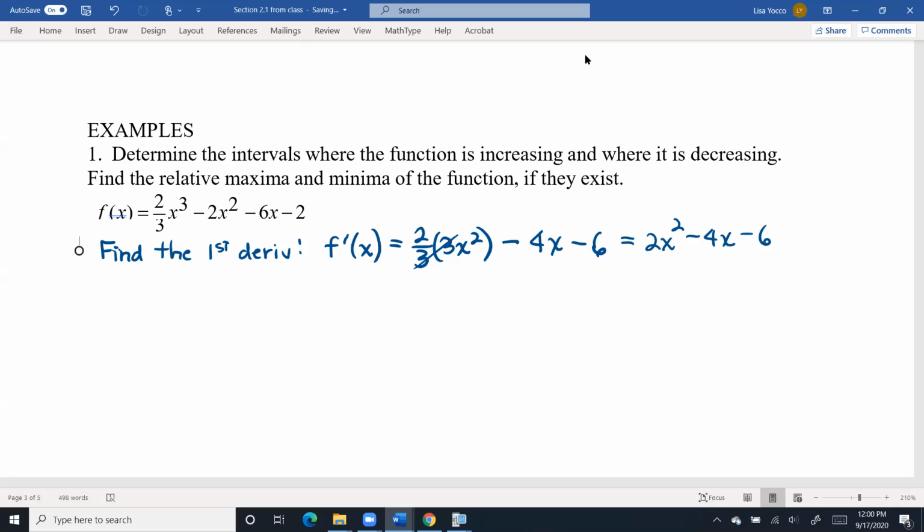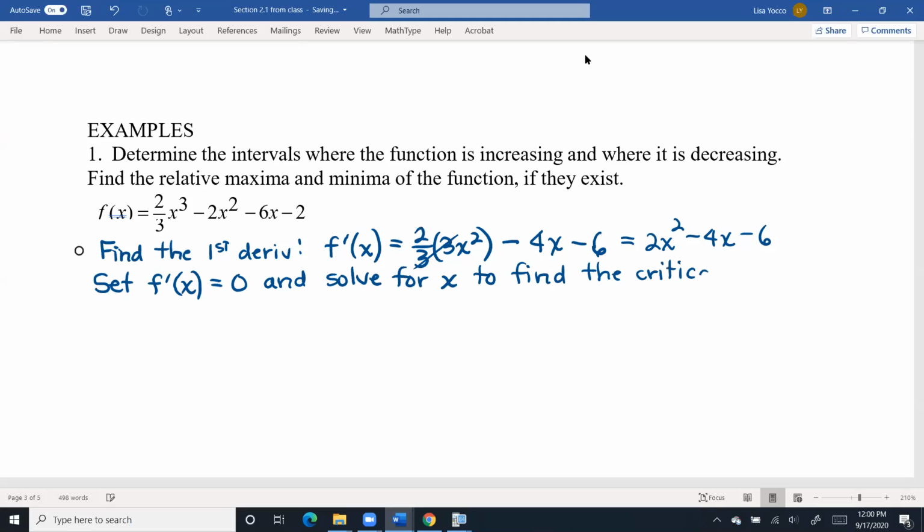All right. We set the derivative equal to 0 and solve for x, to find what are known as the critical values. They're called critical values because they're critical. Turns out that's exactly where we would look for a relative max or relative min.